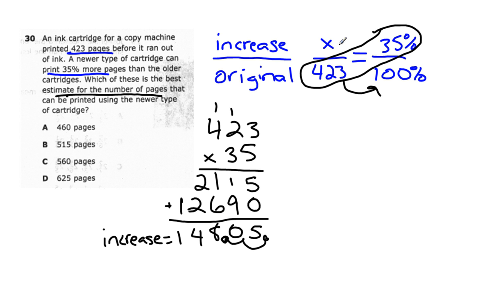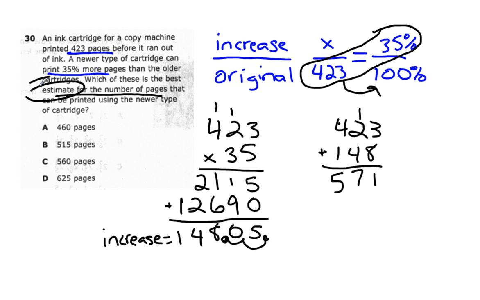So what we need to do is we actually need to take this original amount and we need to add it to our increase here to find out the new total. So add these up, we get 1, 7, 5. So 571. Since it says estimate, we can assume we weren't going to get an exact answer anyway. So we find one that's close to 571, which is 560.